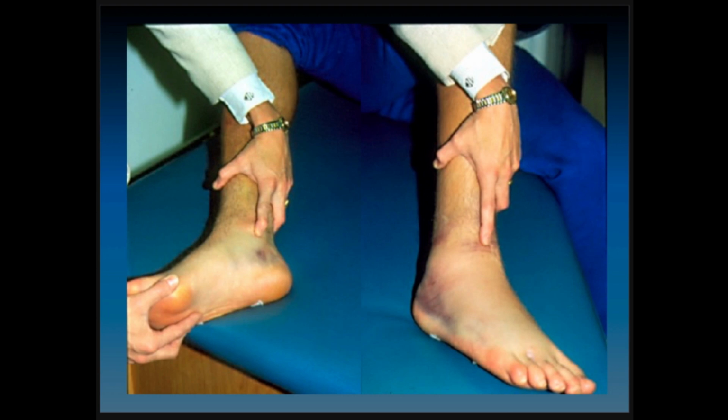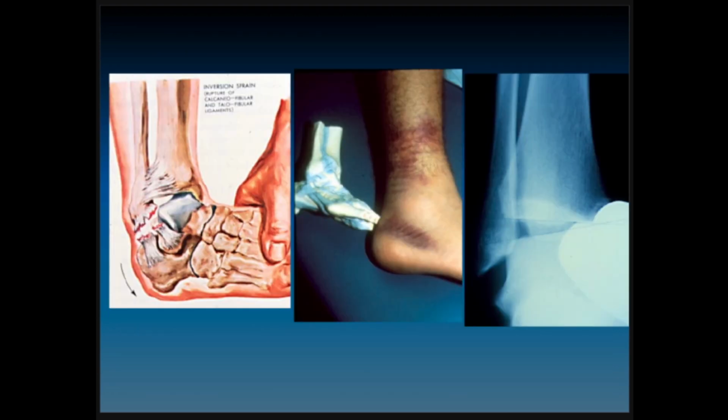We would have concerns that this could be an unstable mortise situation, a Maisonneuve type injury, but in this patient there were no fractures or significant medial instability. Again, the typical inversion, plantar flexed injury that occurs. In the middle, you can see how much ecchymosis there is.